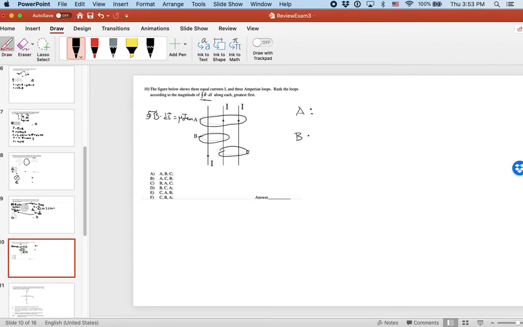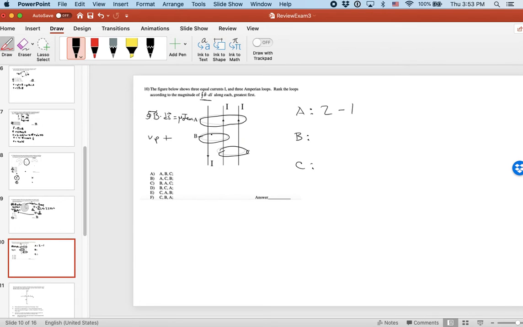And so if I think about A, so let's go A, B, and C. So A is enclosing, what current is it enclosing? Let's say up is positive. So we're going to say up is positive. So 2 up, and then minus 1 down.